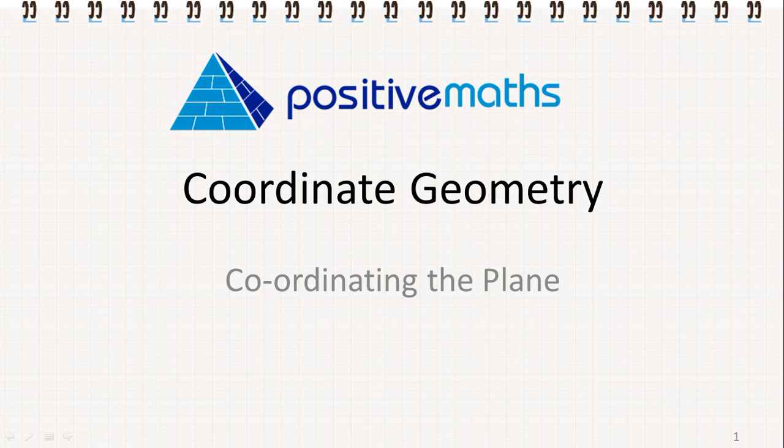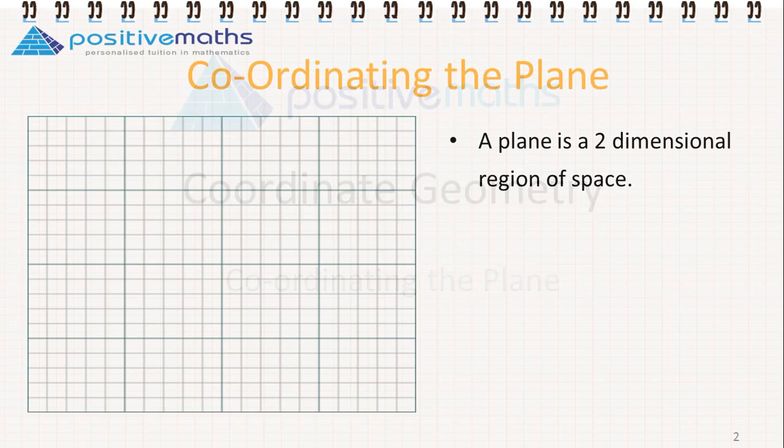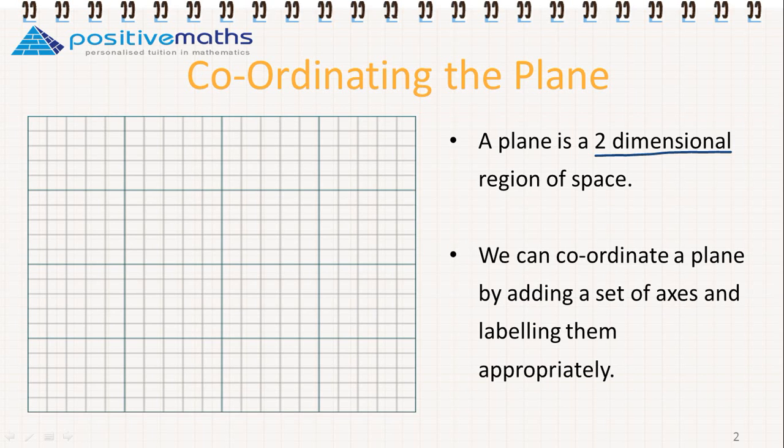In this video for Positive Maths, we're going to learn how to coordinate the plane. So a plane is a two-dimensional region of space. We can think of it like a piece of paper. We can coordinate a plane by adding a set of axes and labeling them appropriately.